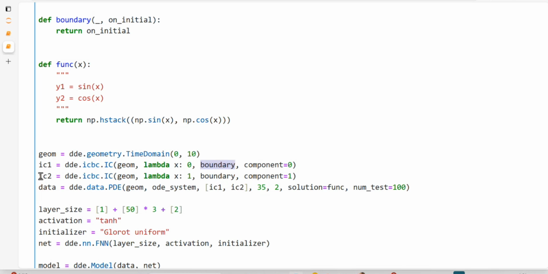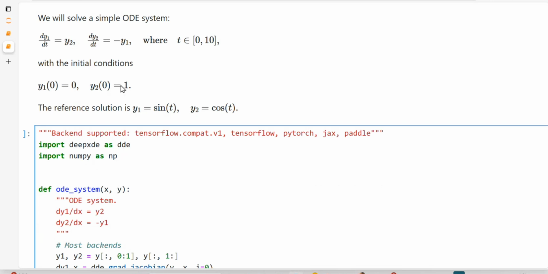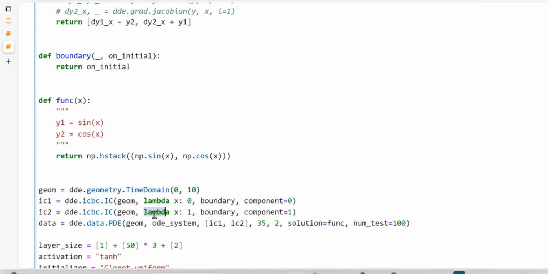Similarly, we define initial condition 2. This is for initial condition 2. We first define the geometry, then we define lambda x, meaning the value of x is 1. So this is 1.